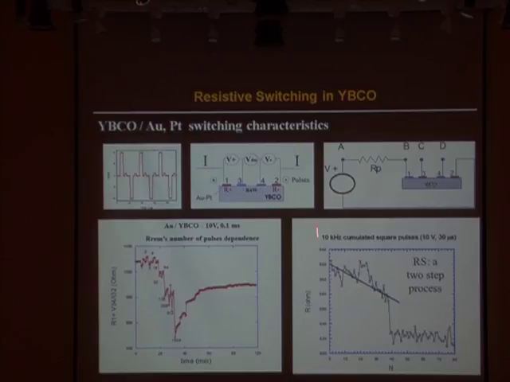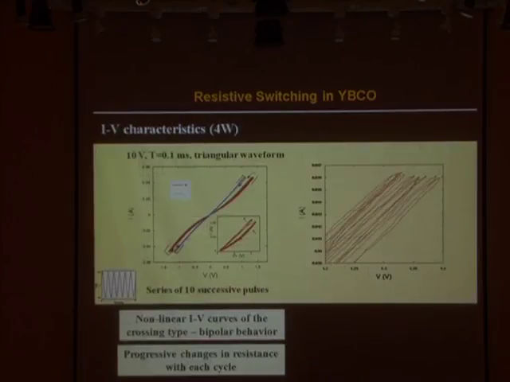Here you have a measurement applying 30 microsecond pulses, and you can observe this two-step process of the resistive switching. You observe this noisy reduction of the resistance, and then a sudden decrease, something like an avalanche or some percolation in some part of the sample.